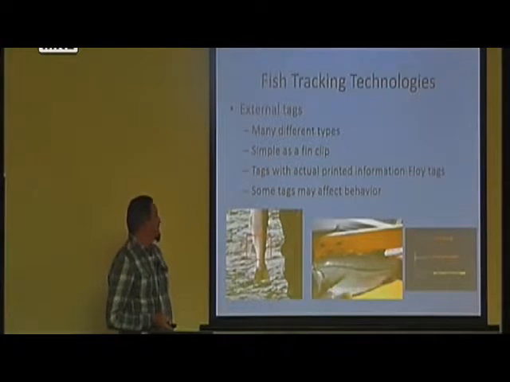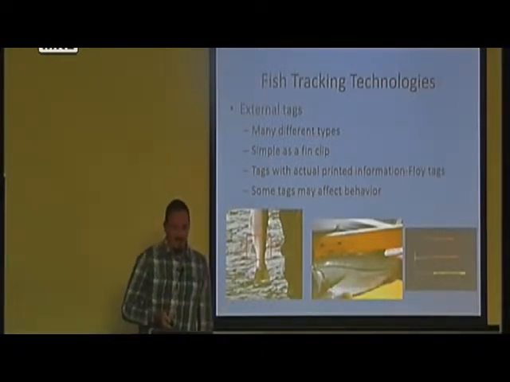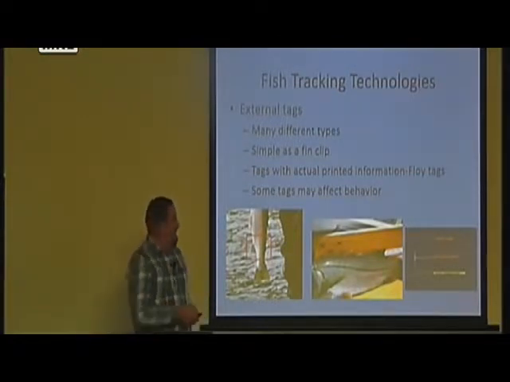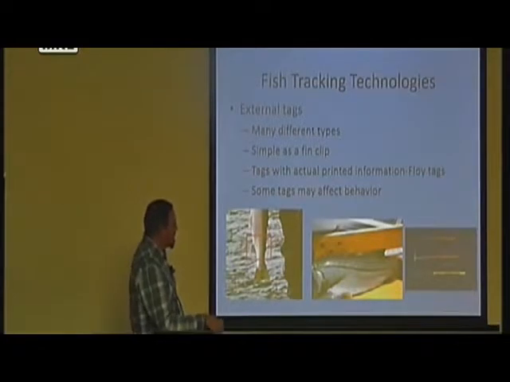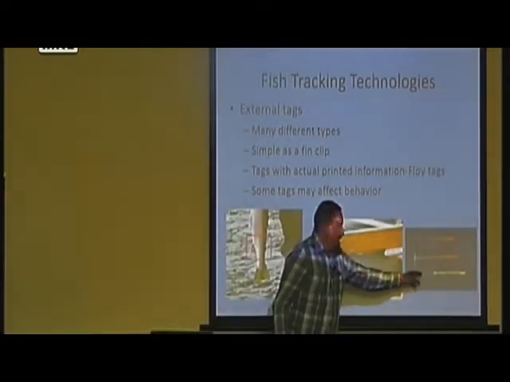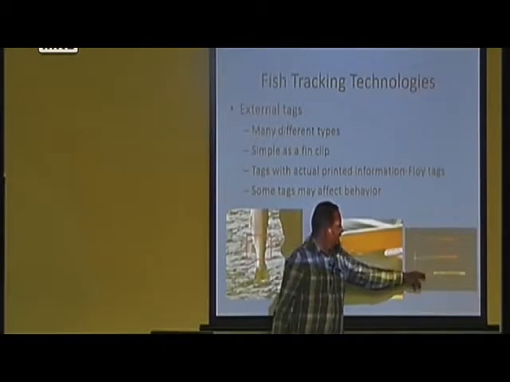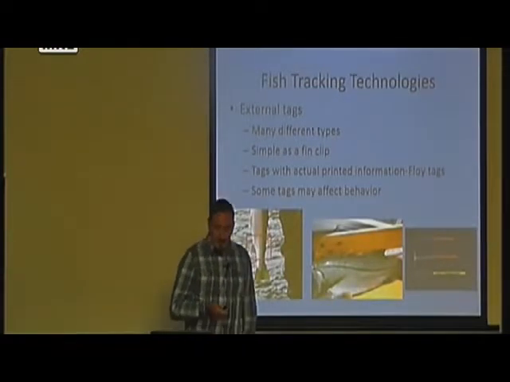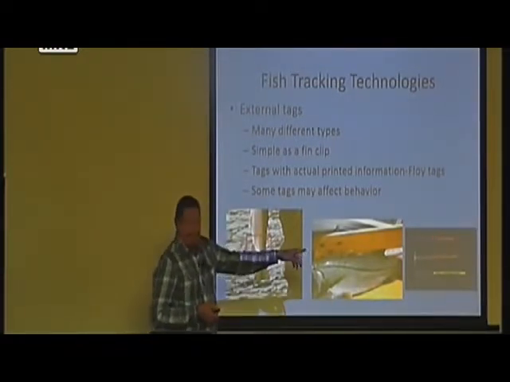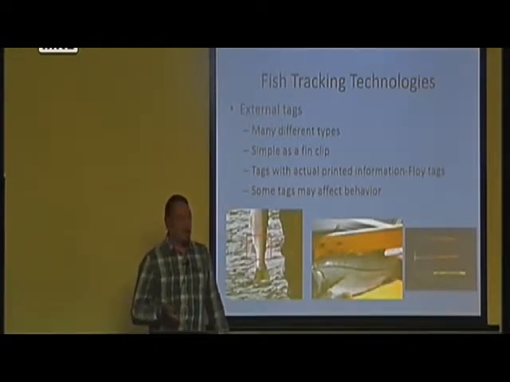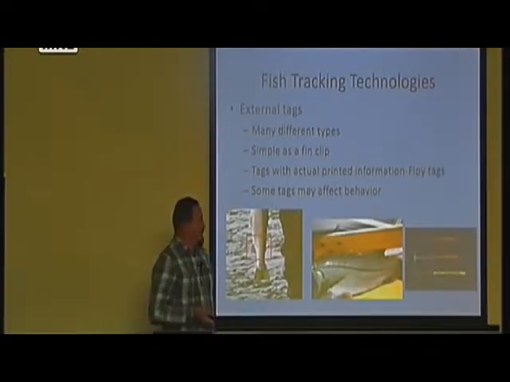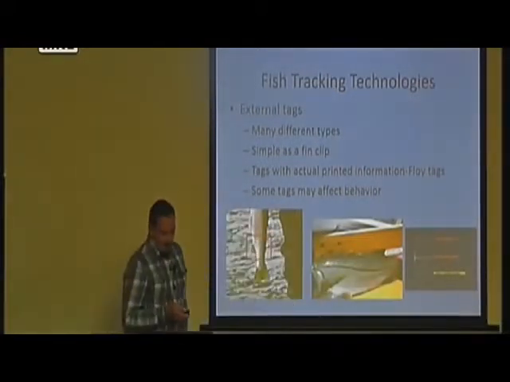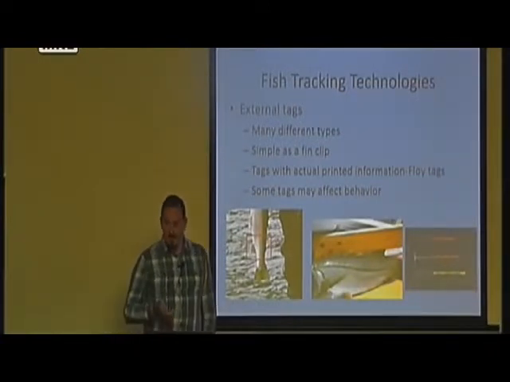There are many different types of external tags. It can be as simple as just clipping off one of the fins of the fish. There are also tags like this one that you inject into the outside of the fish, with a number on it so that you can tell individuals. Some of the issues with these external tags are that they can actually affect the behavior of the fish. So that's one of the downsides of an external tag, especially with a fish that's moving around in the rivers, causing damage to its body from an external tag.